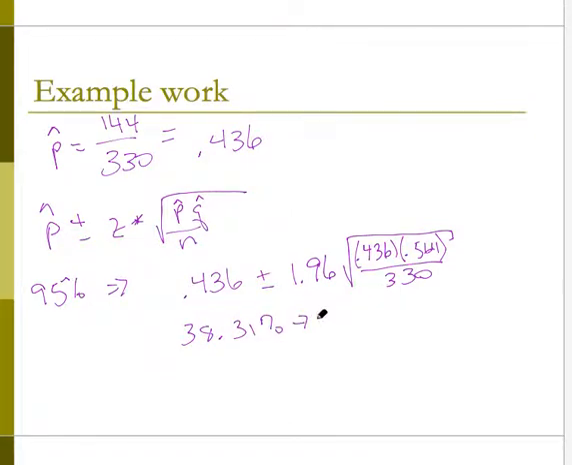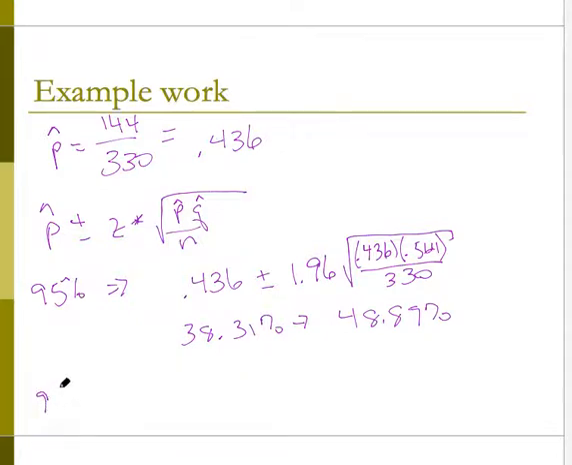38.31% to 48.89%. Okay, so the way we word that is, I am 95% confident that between 38.31% and 48.89% of the voters will vote yes on the, whatever it was, the school board referendum. Okay. All right, so 95% confident that between 38.31% and 48.89% will vote yes.